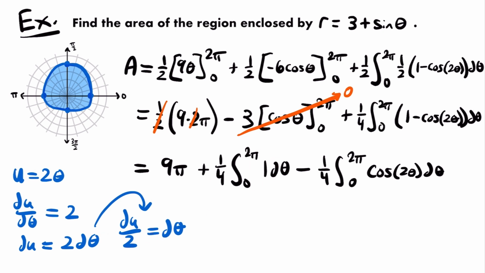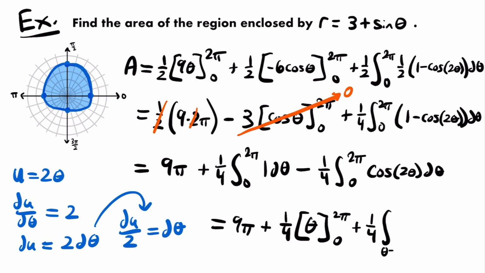We can solve this integral and rewrite this integral in terms of u. And so what we'll have is that this is equal to 9 pi plus 1/4 times the integral of 1. The integral of 1 will be theta. So we'll have theta evaluated from 0 to 2 pi, and then we'll add this to 1/4 times the integral from theta equals 0 to theta equals 2 pi of cosine u times du divided by 2. All right, I wrote the angles in this way, theta equals 2 pi and theta equals 0, because they're currently in terms of theta, while the rest of our integral is in terms of u.